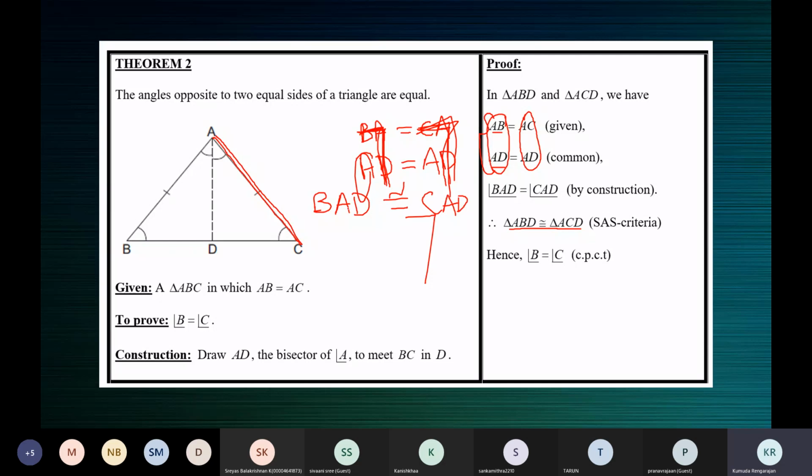Now, if I say triangle ADB is congruent to triangle ADC, ma'am. ADC. ADB will be congruent to ADC.